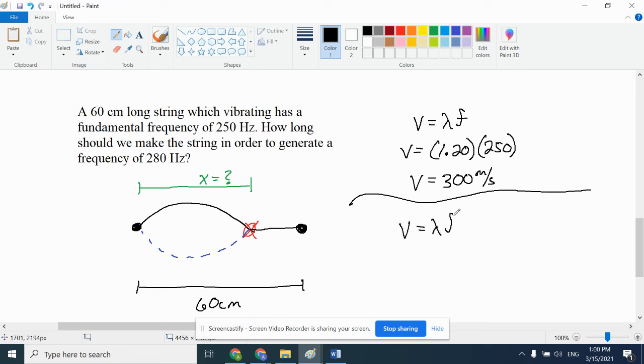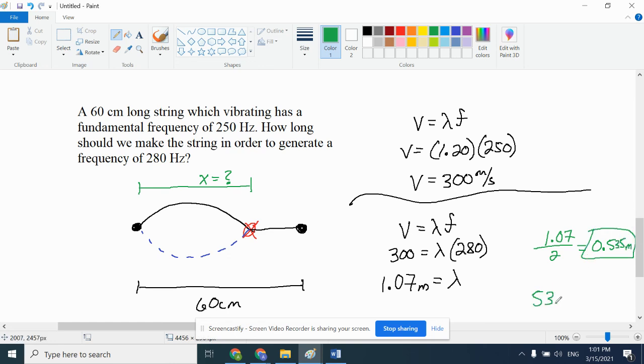So V equals lambda f, 300. I want the frequency to be 280. 300 divided by 280, 1.07 meters. Now that's the wavelength. So again, we're only seeing half of the wave here. So to conclude, I'm going to take the 1.07, cut it in half, get 0.535 meters, or 53.5 centimeters is how long I want the string to be.